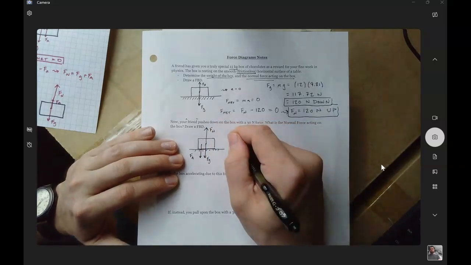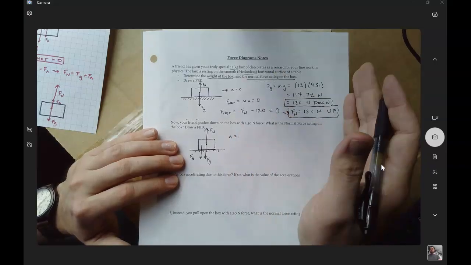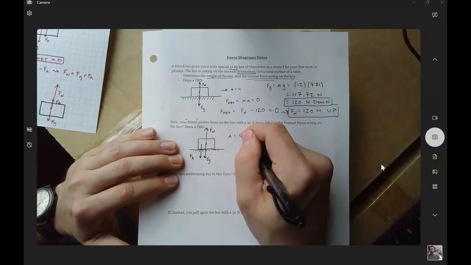Okay. Well, we still know that the box isn't like sinking through the table. So assuming the table doesn't break, and the box is not moving, which is a fair assumption, the acceleration is still equal to 0.